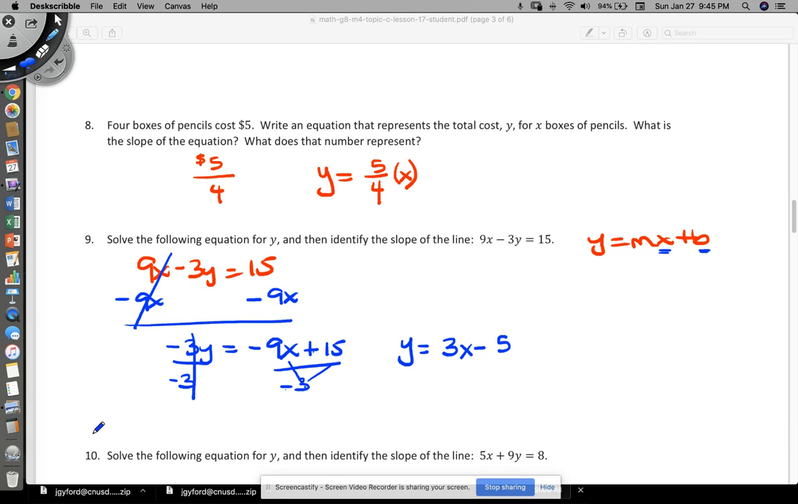You need to tell me the slope. Now you're going to do the exact same thing for 10, and then 11 is the same thing. They're just doing letters instead of numbers. So play with that one, see if you can get it. And that ends this tutorial.